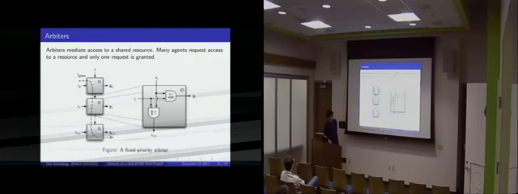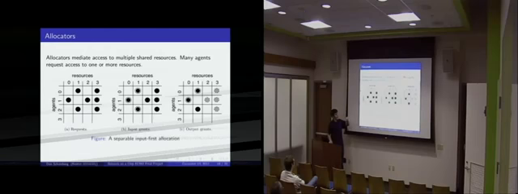Yeah. So an arbiter is a piece that we'll use to build an allocator. An allocator is just one step further. I have many things requesting access to many resources, as opposed to an arbiter, which was many agents requesting access to one resource. And the kind of allocator I've implemented is called a separable input-first allocator.